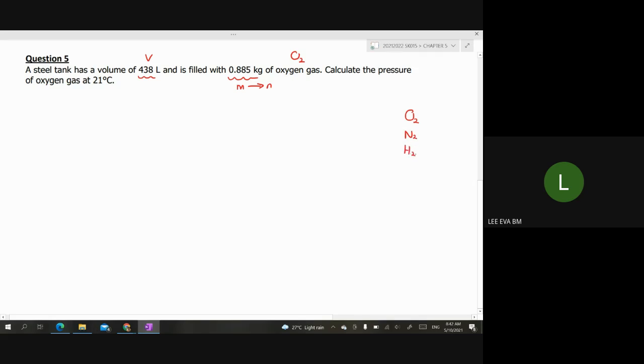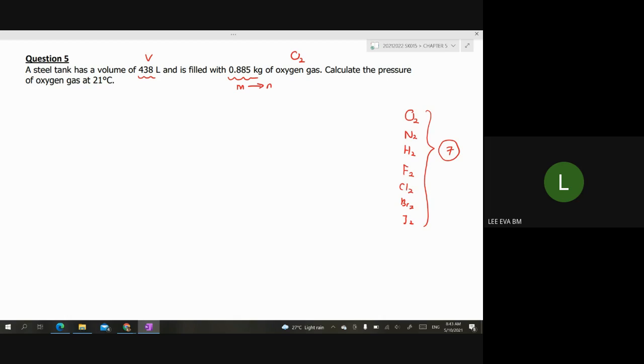Hydrogen gas, H2. How about fluorine? F2. Then group 17, Cl2, Br2, I2. So ketujuh-tujuh species ini awak mesti kena ingat formula dia. It always comes as a diatomic molecule: O2, N2, H2, F2, Cl2, Br2, I2. Kalau dia nak single, dia akan mention atom, oxygen atom. Tapi kalau dia mention oxygen gas, it stands for O2.